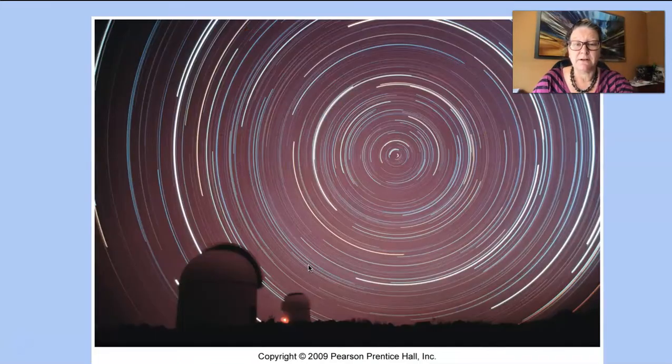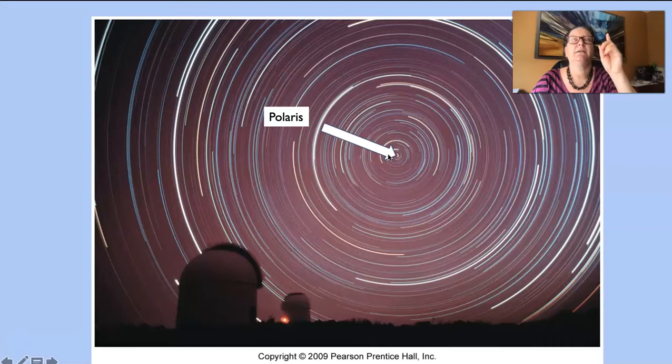Some more modern evidence that we have are time-lapse photos of stars. So here's a time-lapse photo of the night sky. The stars look like they're spinning, but of course it's the Earth that's rotating. And what's in the very center here of this spiral of stars? Polaris, the North Star. And remember, the North Star is directly over the North Pole. So if you were at the North Pole, this star would be directly overhead.